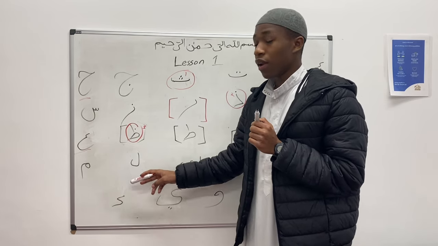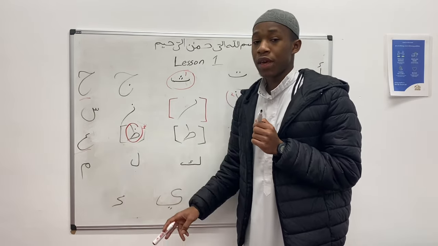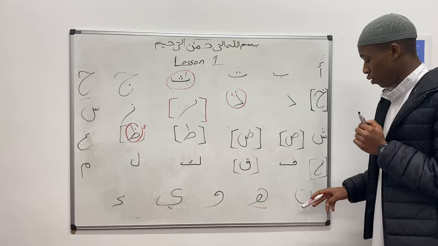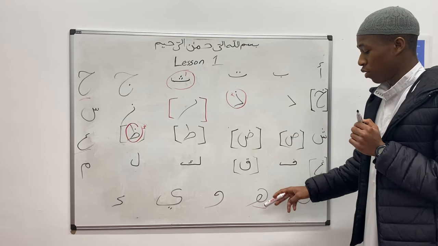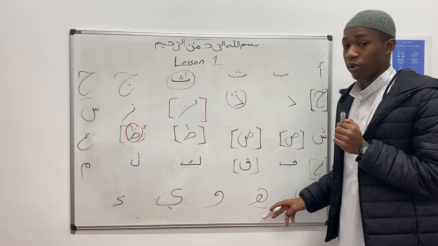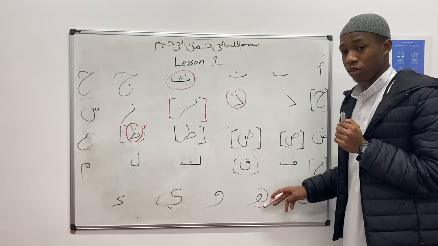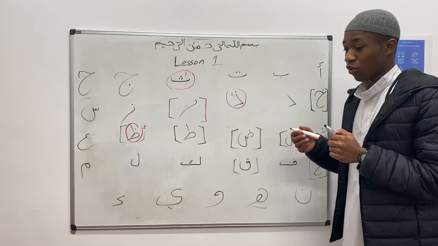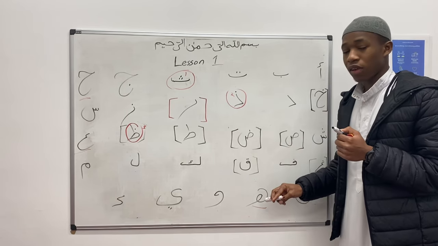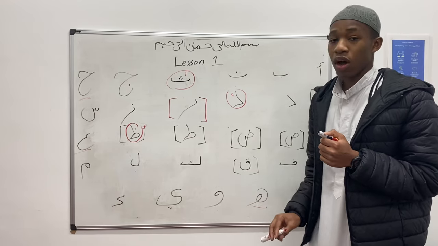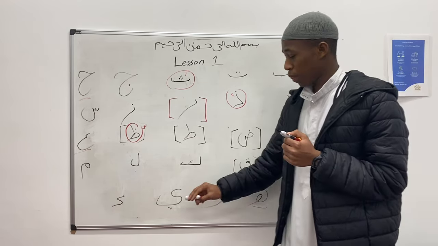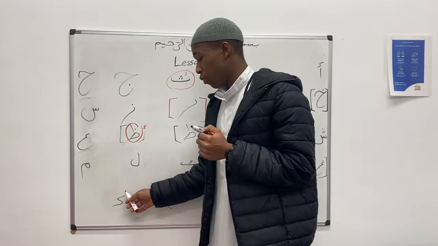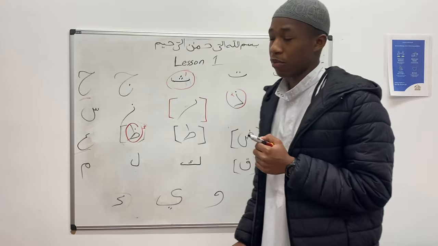Lam. Mim. Noon. Ha, the ha al-kubra, the big one. When we are pronouncing it, we use the deep voice, but don't force yourself, just like some people do. They'll be like, ha, that's too much. Just say, ha. Waw. Ya. And then we have Hamza.